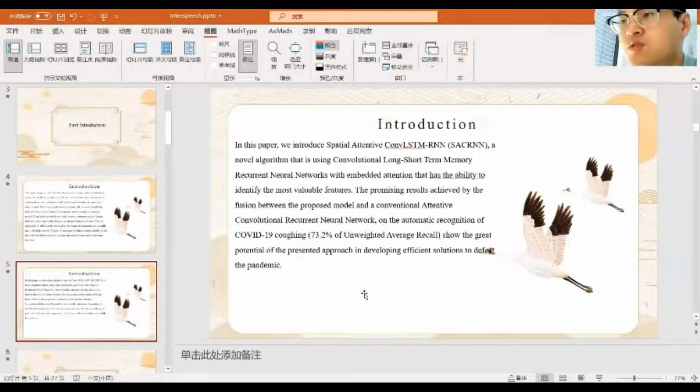In this paper, we introduce Spatial Attentive ConvLSTM-RNN, short name SACRNN, a novel algorithm using convolutional long short-term memory in recurrent neural networks with embedded attention that can identify the most valuable features. The promising results achieved with the fusion between the proposed module and the convolutional attentive convolutional recurrent neural networks on the automatic recognition of COVID-19 coughing, 53.2% unweighted average recall, show great potential of the present approach.